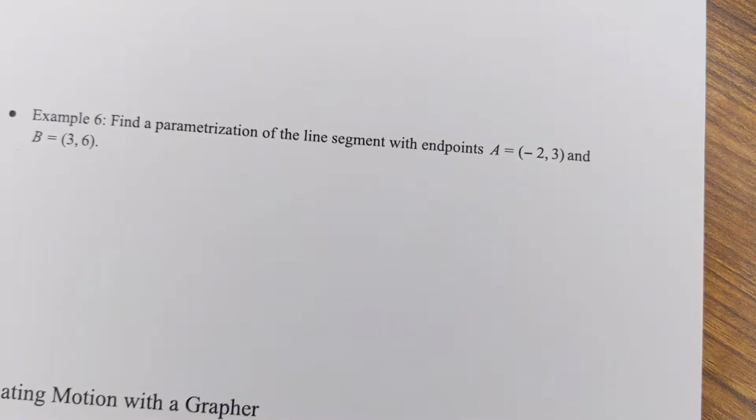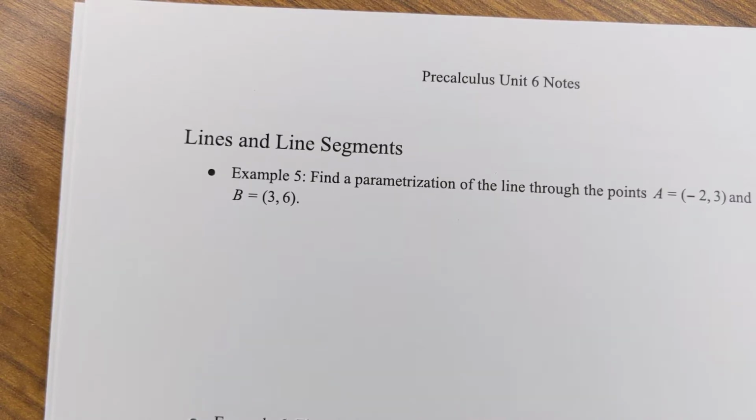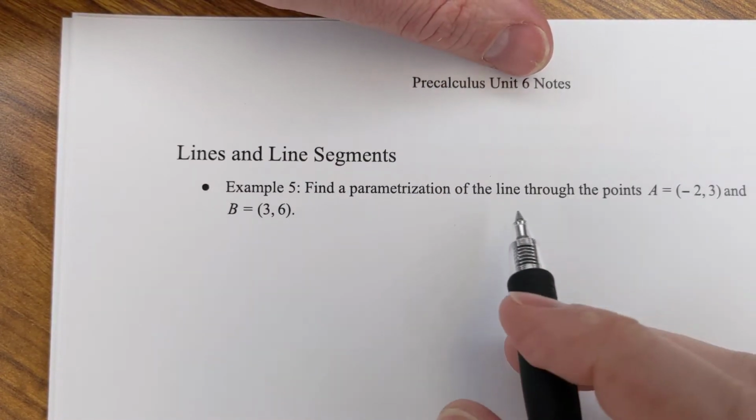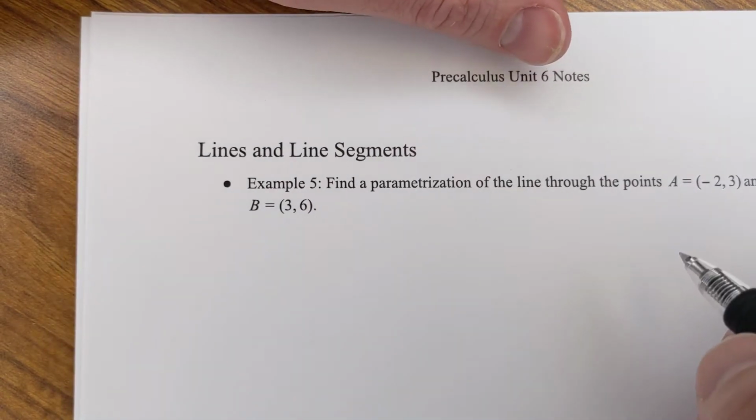Okay. So lines and line segments. You can write a line as a parameterization. What you end up doing is essentially creating 2 equations, for x and for y. So let's see here how to explain this. All right, find the parametric line through the points (-2, 3) and (3, 6).